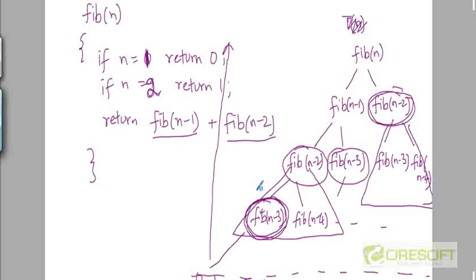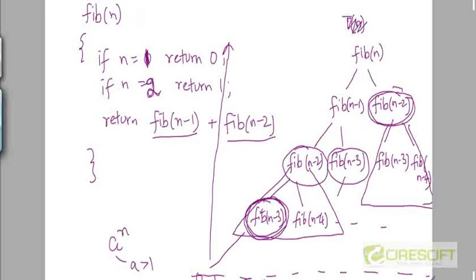So you can see that the complexity of this algorithm, the amount of work that you'll be doing, will be proportional to the number of nodes in this tree. And it turns out that fib of n grows proportional to, so it's exponential in n. It's a to the power n for some a greater than 1. So you'll need to do an exponential amount of work in order to calculate fib of n.